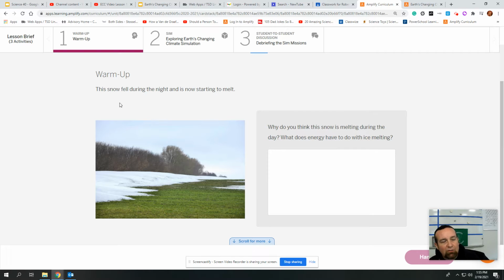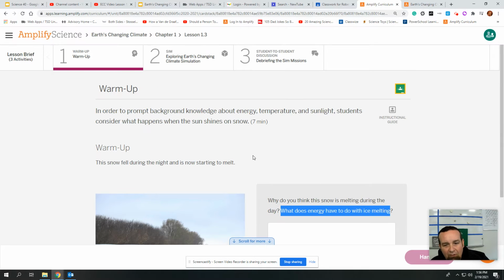You've got your warm-up question. You've got this picture here. It says, the snow fell during the night and is now starting to melt. So the question is, why do you think this snow is melting during the day? And in particular, what does energy have to do with melting ice? So I think we can pretty confidently answer that one. Go ahead and pause the video, answer it, and then let's move on to part two together.